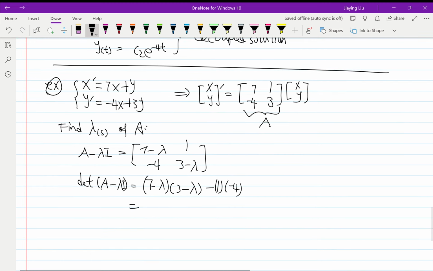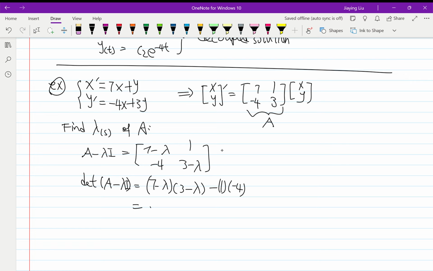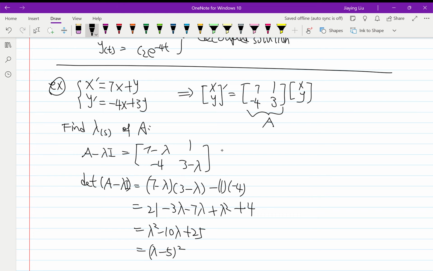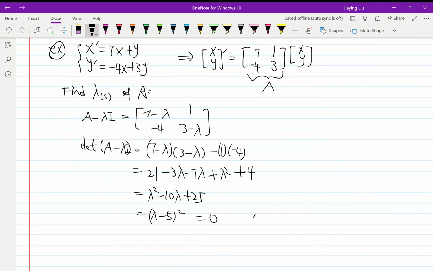And it turns out that this is going to be 10 minus 3 lambda minus 7 lambda plus lambda squared plus 4. Oh, sorry, not 10, 21. I don't know why I keep writing 10 there. So 3 times 7 is 21. So we get lambda squared minus 10 lambda plus 25. That's going to be lambda minus 5 squared in the factor form. And if we set it equal to 0, then we get lambda equals 5.